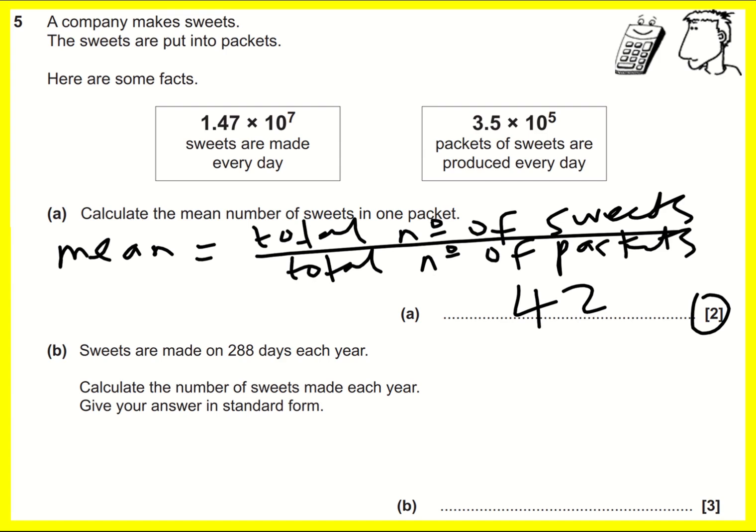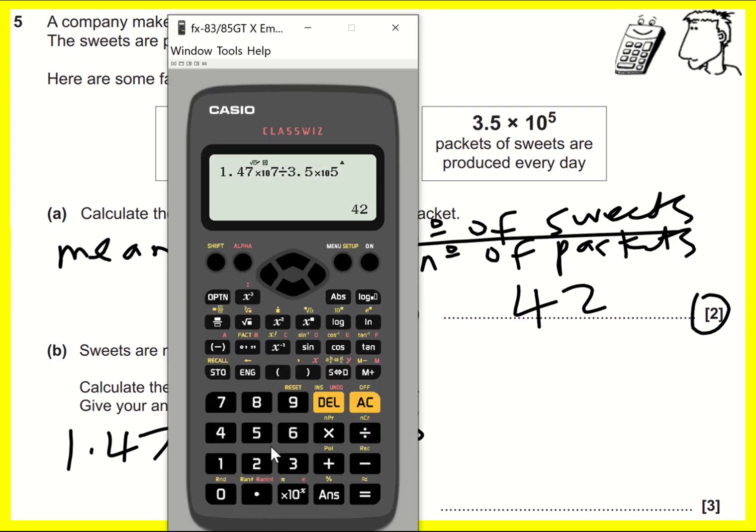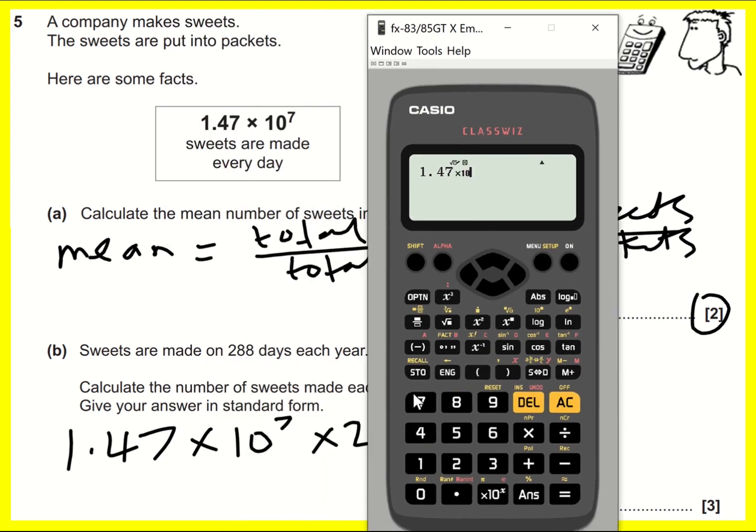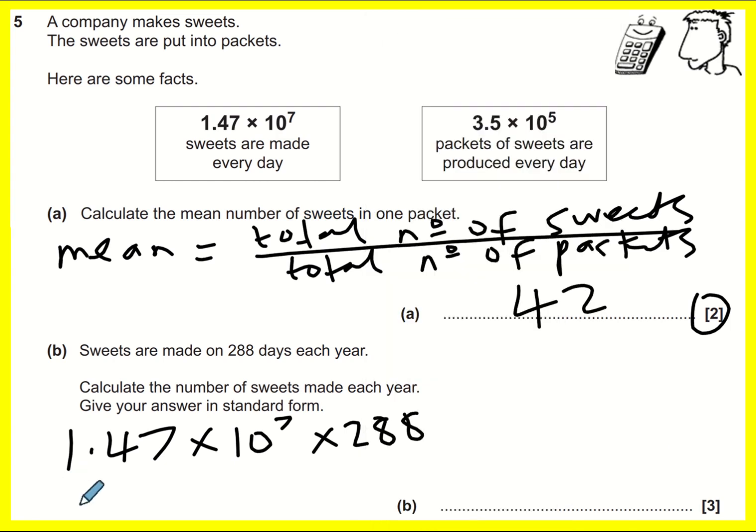Sweets are made on 288 days of the year. Calculate the number of sweets made each year. It's going to be the number made every day times by the number of days that we actually make them. So again, let's use our calculator for this. 1.47 times 10 to the power of 7 times 288. And that gives us 42336 with 5 zeros. 42336, 5 zeros.